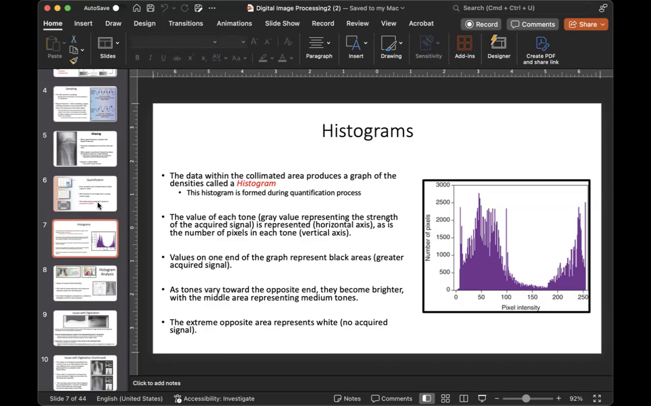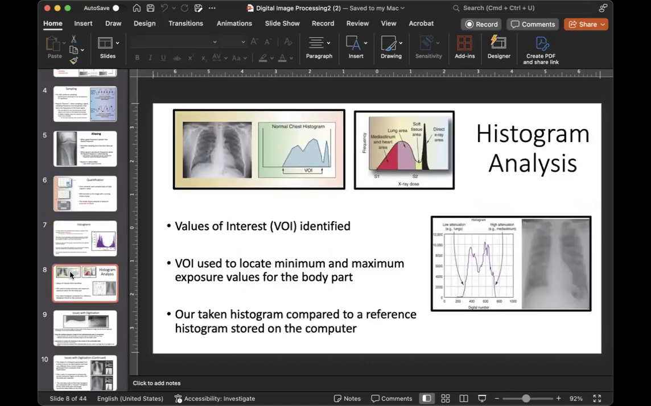We're seeing one end of the graph where all the black shades would be represented. The other end would be where the whiter shades would be, right? And so we're taking this information because our computer, again, this is happening within seconds in our computer, is doing what's called a histogram analysis.